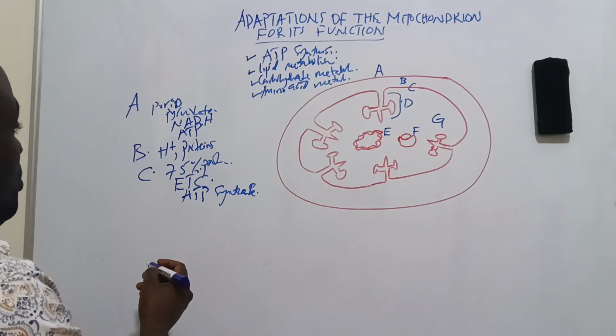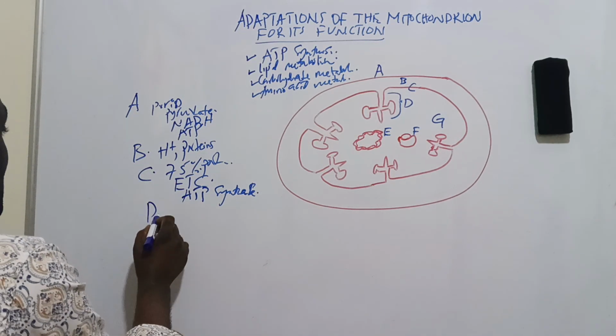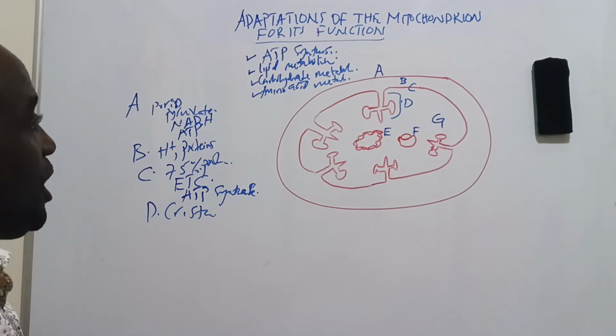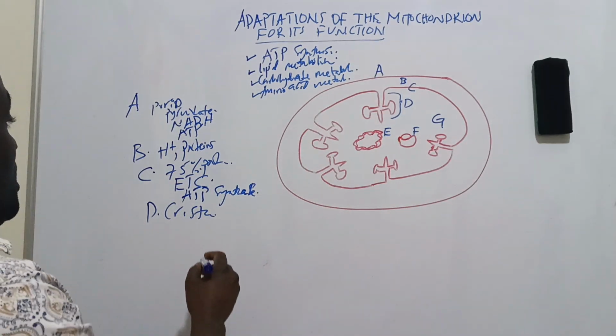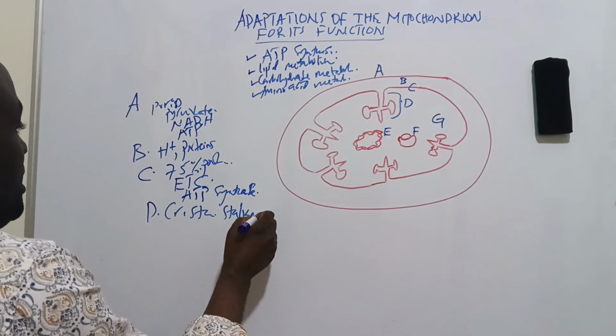So on the inner mitochondrial membrane, we can also bring in part D, the cristae, or crista in the singular. This crista has the stalked particles. Stalked particles, what does it mean?